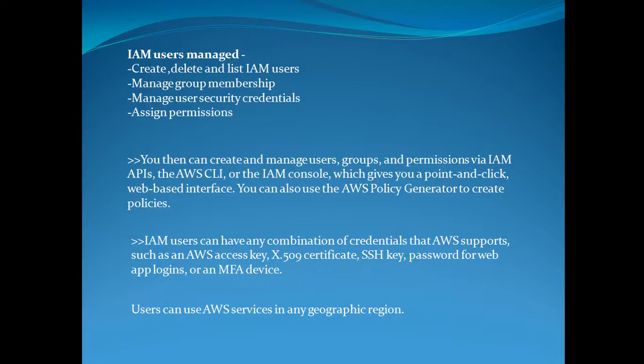Then IAM users can have any combination of credentials that AWS supports, such as an AWS access key, an X.509 certificate provided by Amazon, an SSH key, a password for web applications, and an IAM MFA device also. Users can use services in any geographical region.